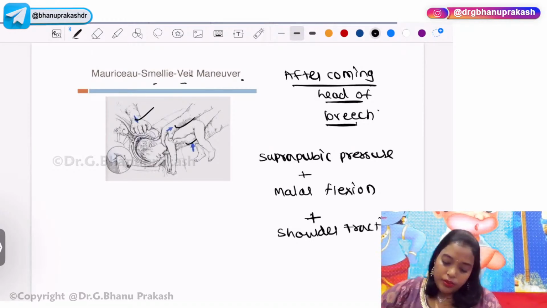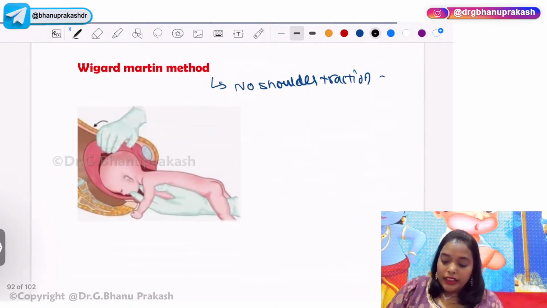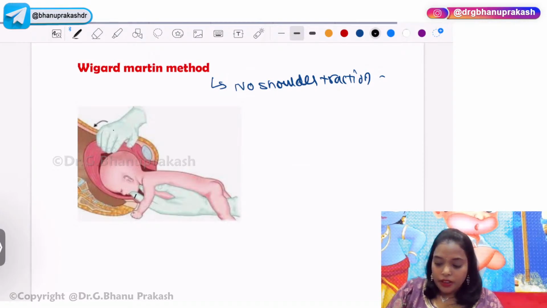So this is called the Mauriceau-Smellie-Veit maneuver. It is for the aftercoming head of breech. Here we give suprapubic pressure plus malar flexion and shoulder traction. Next, this is called Wigand-Martin. In Wigand-Martin you don't give shoulder traction, but you give suprapubic pressure plus malar flexion. So it is only suprapubic pressure plus malar flexion.